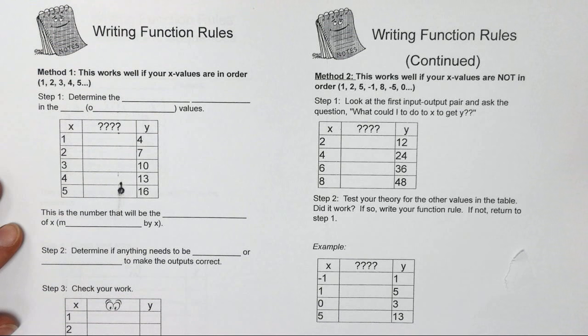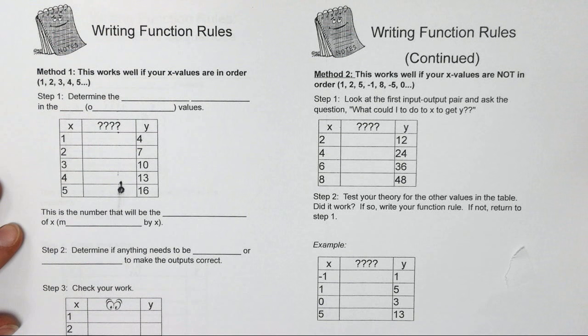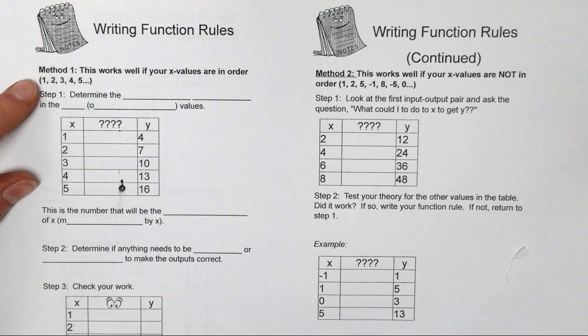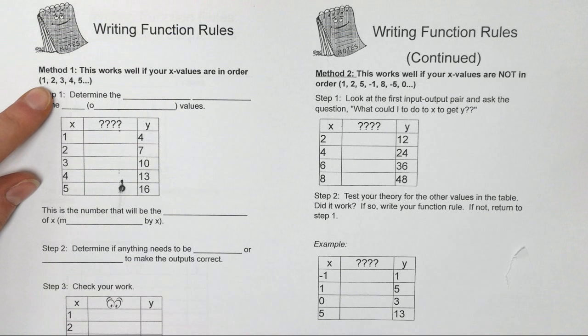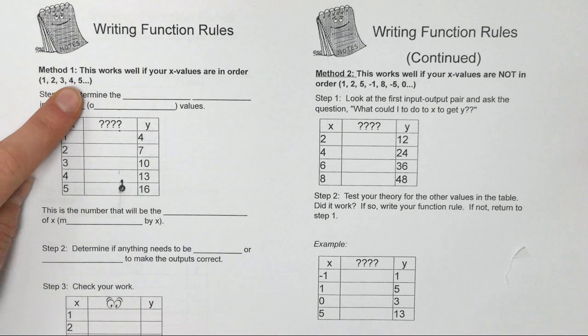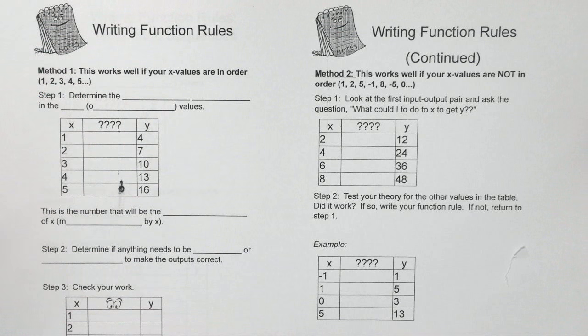In today's video, we're going to discuss how to write function rules. We have a couple of different methods for you to consider. Method 1 works well when your x values are in order. So if your x values are counting 1, 2, 3, 4, 5, there's no number skipped, this method works well for that.